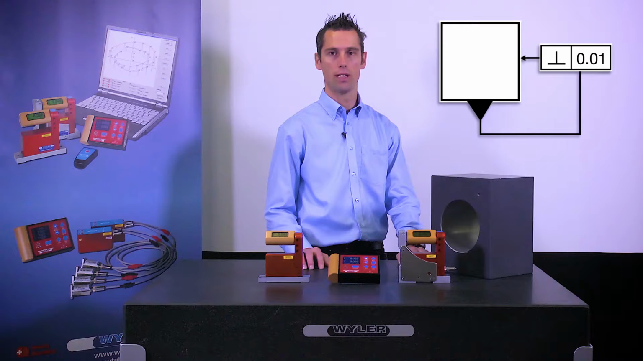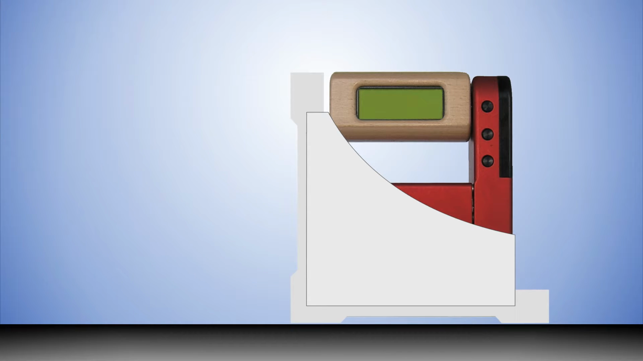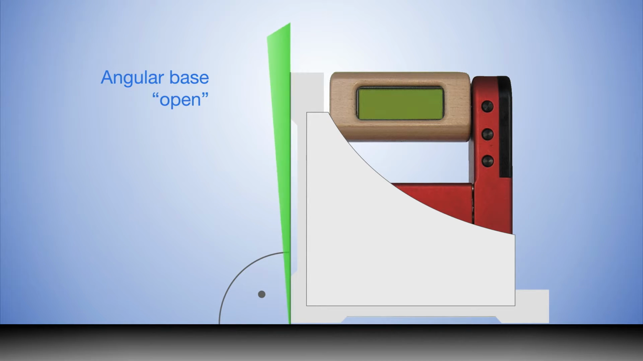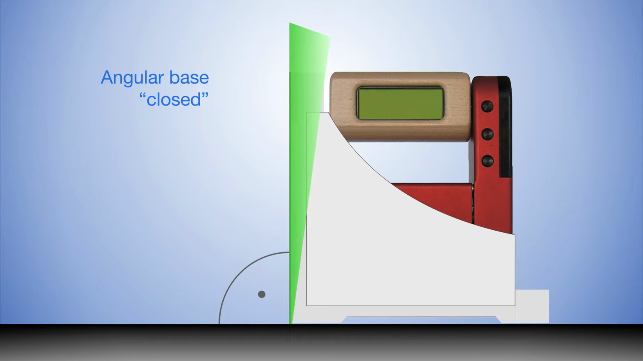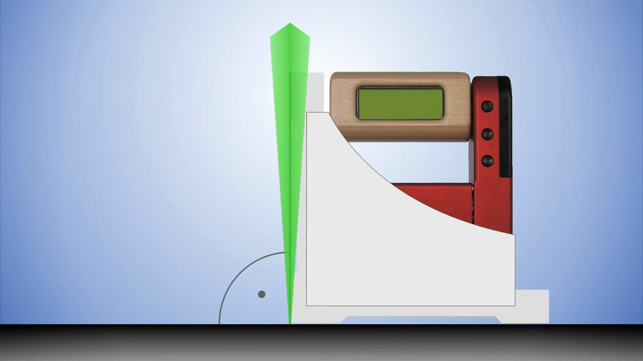When measuring perpendicularity, the angular error of the instrument has to be taken into account. What is the angular error? Each instrument with an angular base has a small angular error between the vertical and the horizontal base. That means the perpendicularity of the instrument is never exactly zero, but the two bases are either a little bit too open or a little bit too closed.